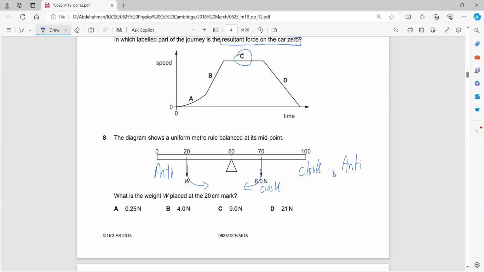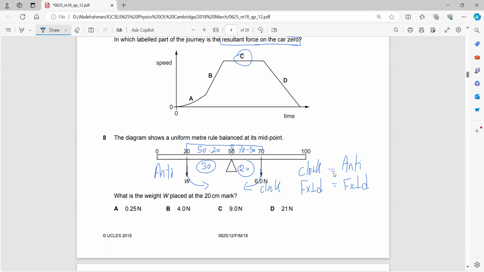What is the moment? How can we calculate the moment? Force times perpendicular distance to the pivot. Again, we have to say that the distance is to the pivot. So basically the distance between the force and the pivot. The distance between the W and the pivot is 50 minus 20, so the distance is 30. The other distance, the distance between the 6 newtons and the pivot, is 70 minus 50, which is 20 centimeters.